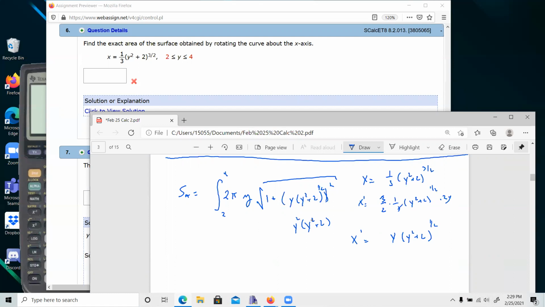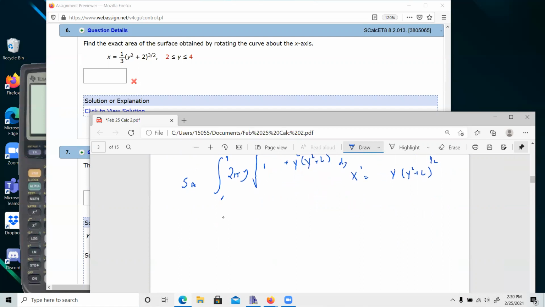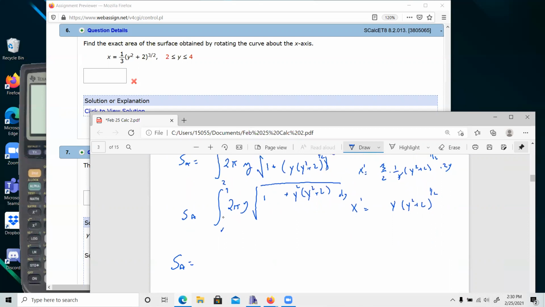Oh, y squared here, because this is 2, this is going to be a 2, and then we have a plus 1. All right, and this is still in a square root. There's a dy here, 2 pi y, integral from 2 to 4, SA. All right, so here we go. We have surface area is equal to, all right, 2 to 4. We've got a 2 pi y.